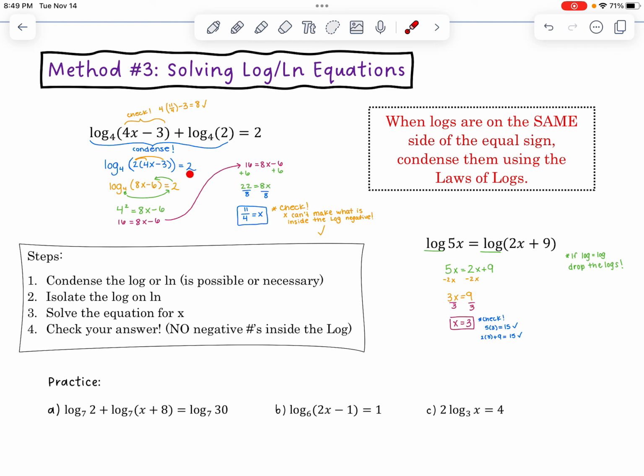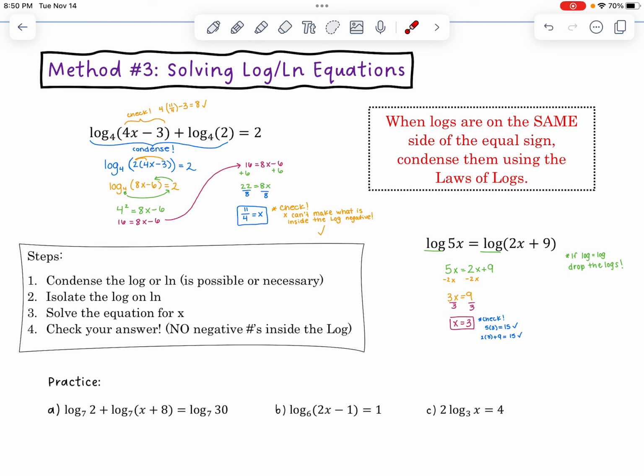After we condense it, now what I have is log base 4 of, and when I simplify here, 8x minus 6 equals 2. Now the x is stuck inside the log here, and I need it to get out of the log if I want to solve. The easiest way to do that is to switch to exponential form. So we're going to start with the base of the log, base 4, to the power of 2 equals 8x minus 6, and that's what I've got right here.